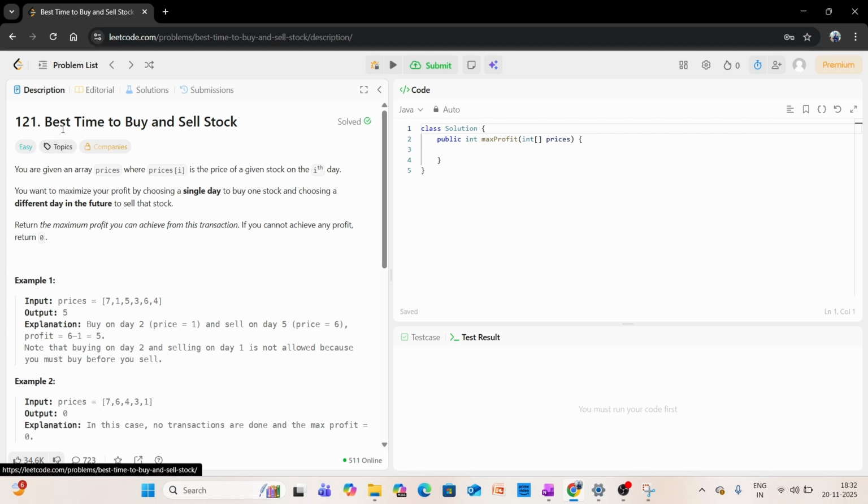Today we will be discussing again a famous interview problem, which is best time to buy and sell stock. At first glance it might seem a bit difficult, but it's not like that. It's a very easy problem.